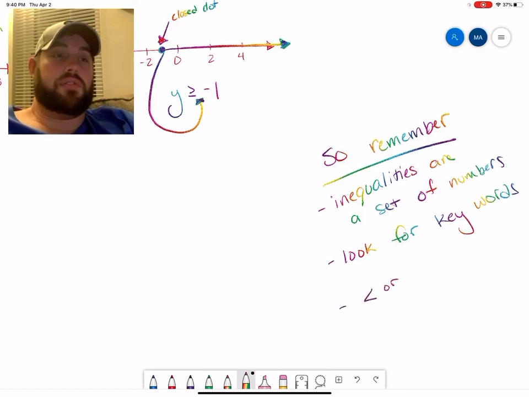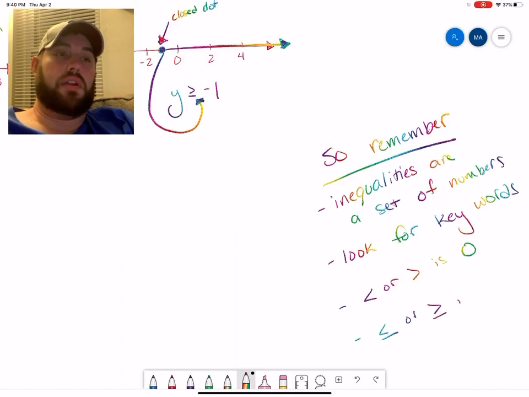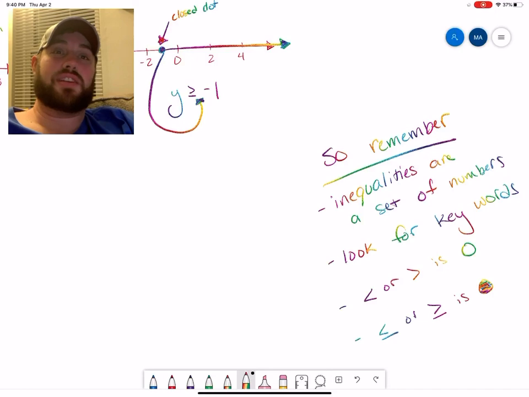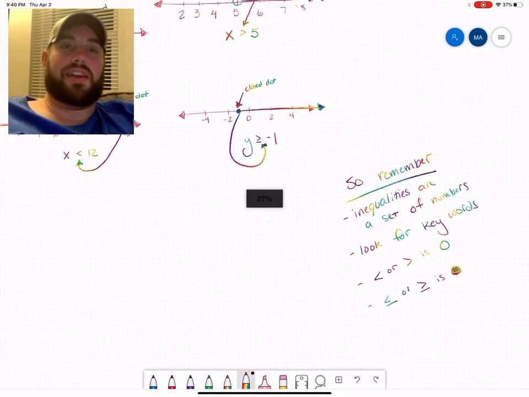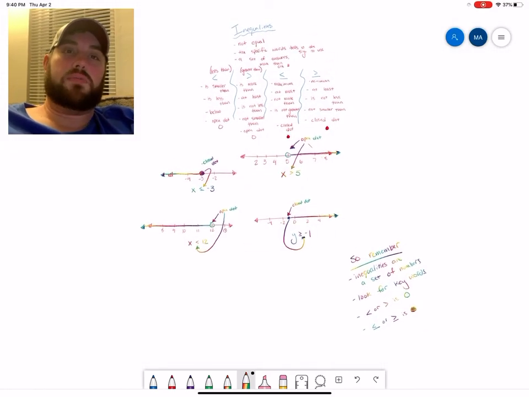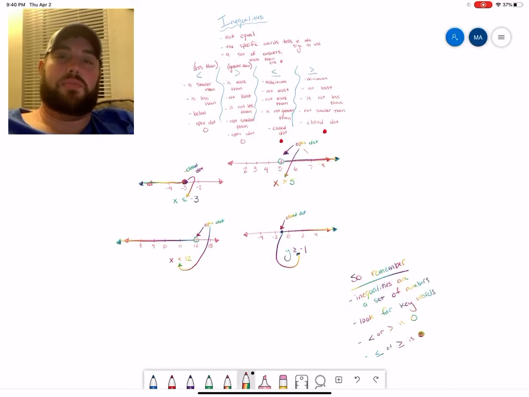Look for keywords. That's going to really help you and tell you the sign. Okay, less than or greater than is an open dot. Less than or equal to and greater than or equal to is a closed dot, right? It means it's including that number. Okay, so I'm going to zoom out, kind of give you just like a little look at the whole entire thing. Okay, I know it's pretty quick, but I think it'll really help you on the test today. So please watch this before you do the test.